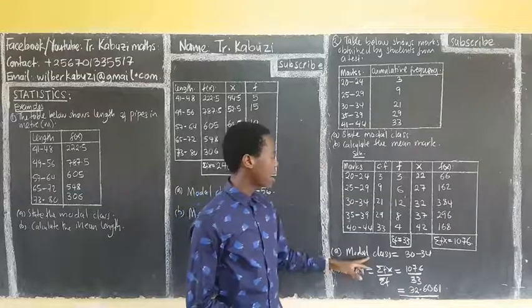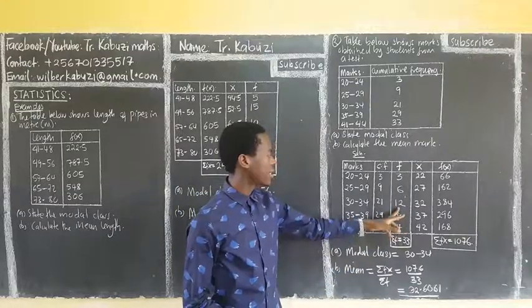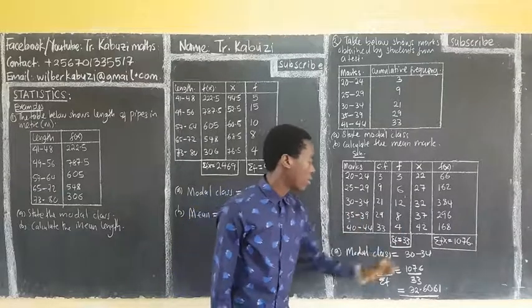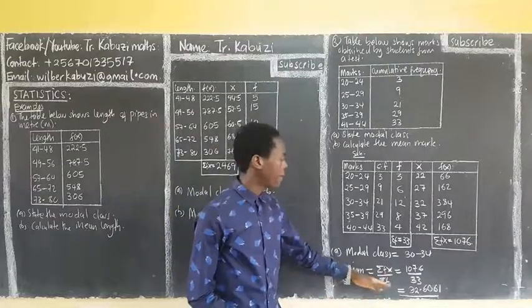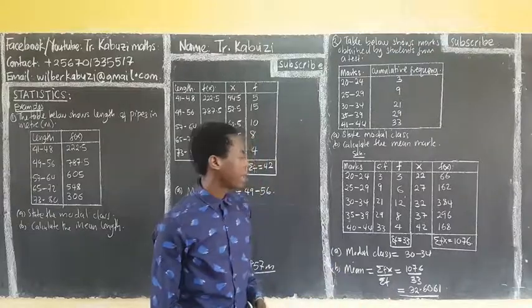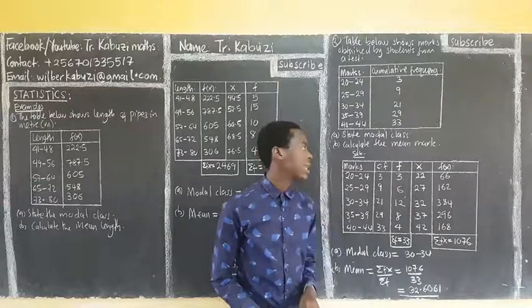Then the modal class, that is by frequency. Our highest frequency here is this. So this one becomes the modal class, 30 to 34. Then now mean is summation f of x over summation f. When we put the values there, that's what we get. That's now our mean mark, 32.6 to 4 decimal places.